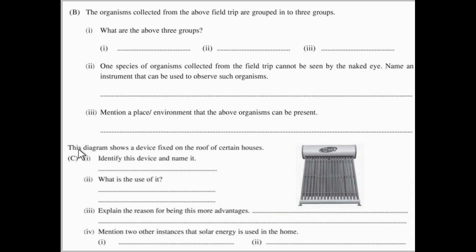This diagram shows a device fixed on the roof of certain houses. Have you seen this figure? Sometimes in your homes also you would have this type of instrument. Identify this device and name it. This is called a solar power water heater.